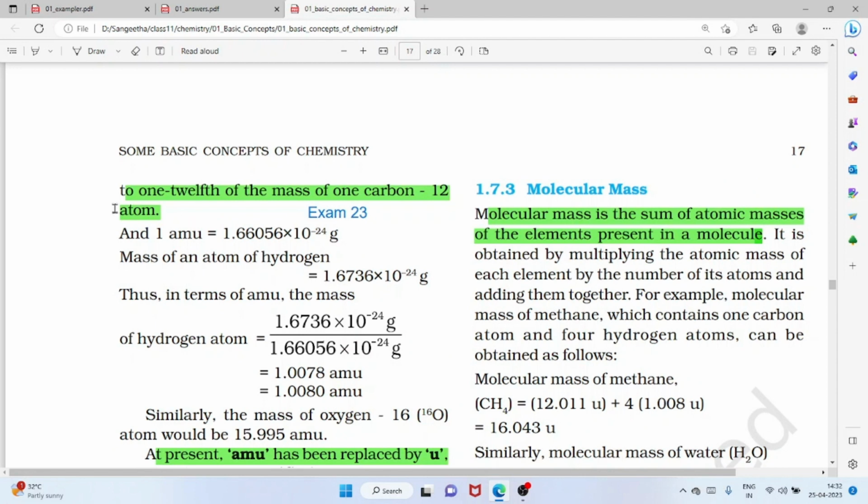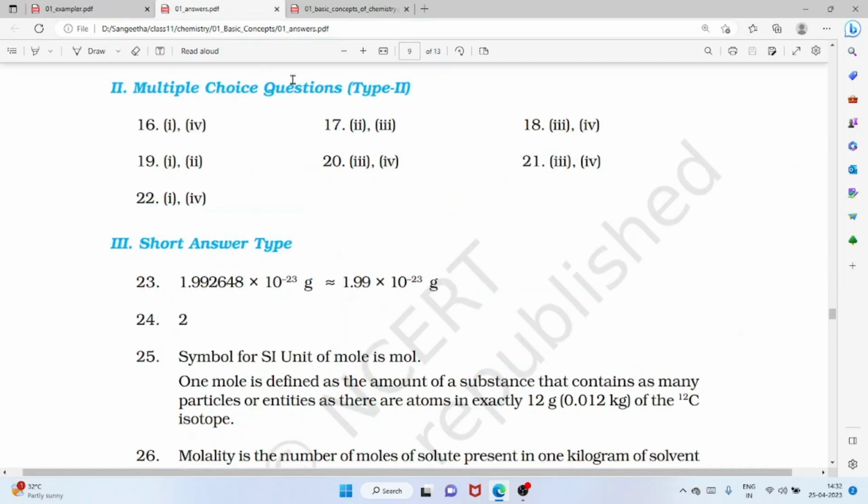Okay, 1/12 of the mass of the carbon-12 atomic unit. So 12 into 1 atomic unit, 1 amu is 12 into this, you will get that answer. This one. Okay.